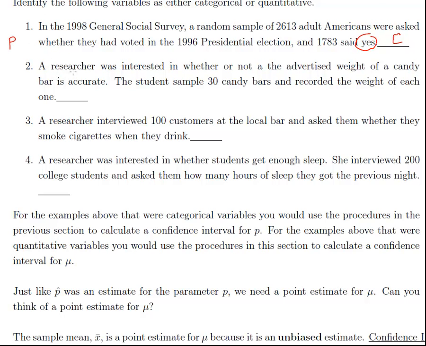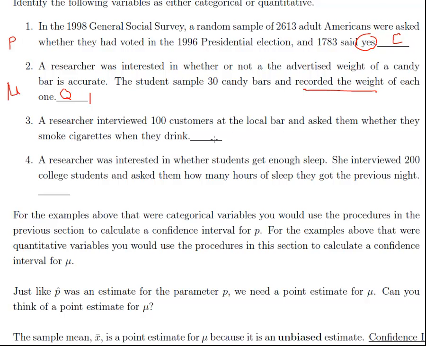The next one says a researcher was interested in whether or not the advertised weight of a candy bar is accurate. The student sampled 30 candy bars and recorded the weight. So that's a quantitative variable. And for that, we would use the section that we're going over now because we want to estimate the mean of the weights. And so the parameter would be mu for mean. Sorry, that's pretty sloppy, but that's mu, the Greek letter mu. And that's what we're going to try to estimate in this section.